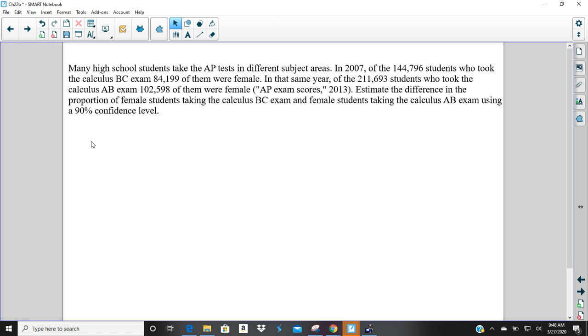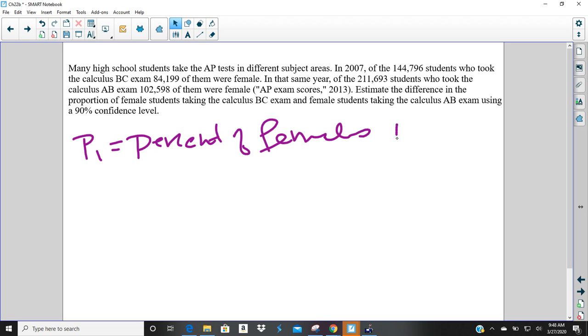So let's go through what we have to do. The first thing is we actually don't even need to find the standard error unless we were doing it by hand. And I'm not going to do it by hand. I'm going to use my calculator for that. So before we do anything, the parameters we're looking at are going to be, I'm going to make a note. I want to tell the reader that my P1 is going to be the percent of females in BC. And P2 is going to be the percent of females in AB. Okay.